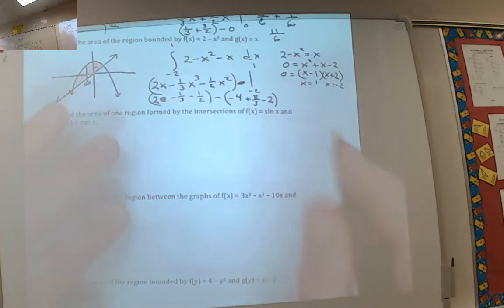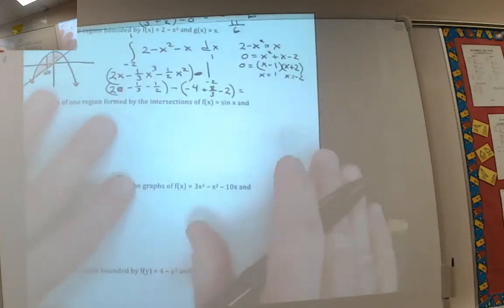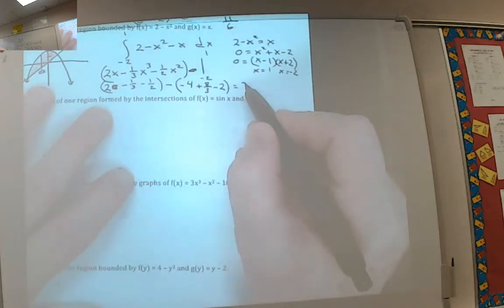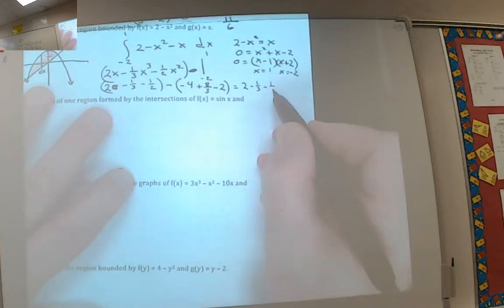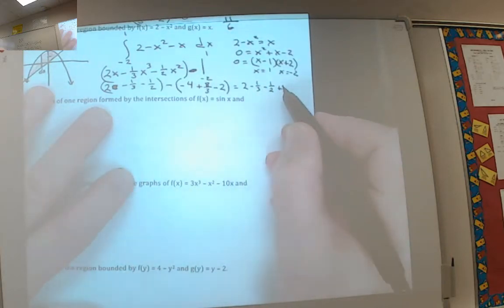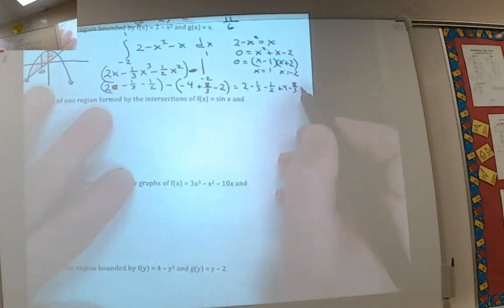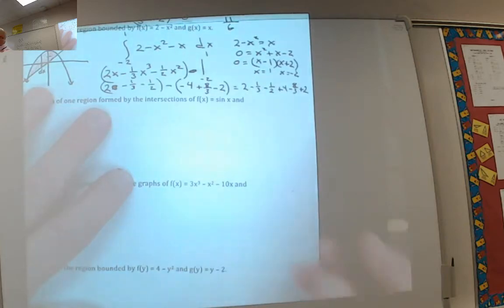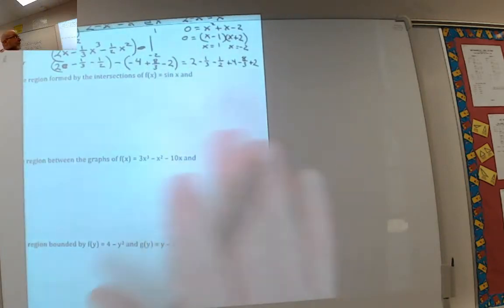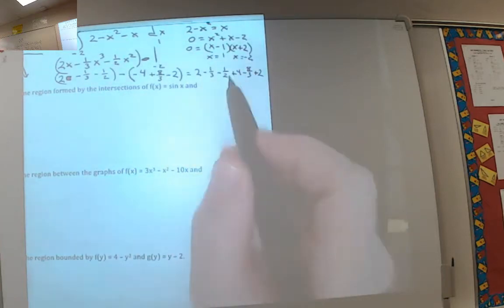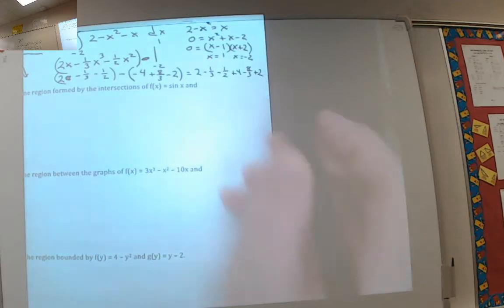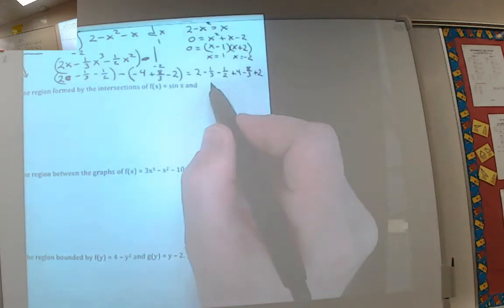That was crazy. Alrighty, so this is how I would solve this without a calculator. I'd have 2 minus 1/3, because I know everybody's afraid of fractions, minus a half, plus 4, minus 8/3, plus 2. Would everybody agree with that part? Logan, 2 plus 4 plus 2. 8. 8. Perfect. A negative 1/3 minus 8/3.